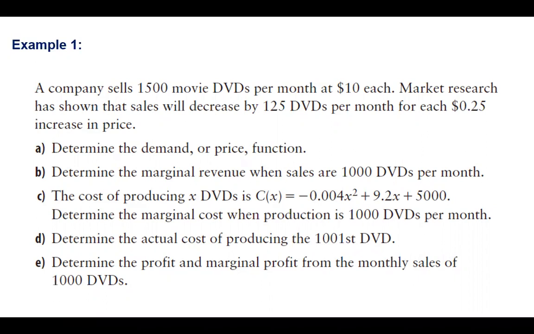B, determine the marginal revenue when sales are 1,000 DVDs per month. C, the cost of producing x DVDs is given by this function. Determine the marginal cost when the production is 1,000 DVDs per month. D, determine the actual cost of producing the 1,001st DVD. And question E, determine the profit and marginal profit from the monthly sales of 1,000 DVDs. Okay, I'll give you 5 minutes to have a look at this question by yourself, okay?